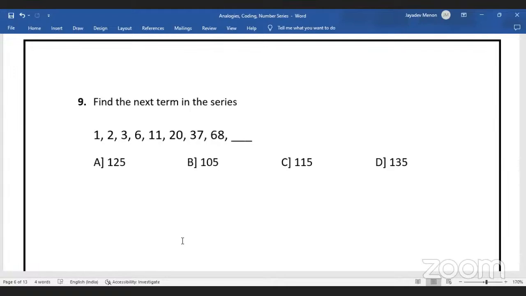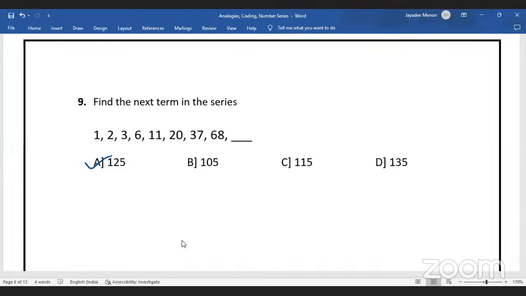Very good, Kavya, Manchu, Silpa, Devika. 125 is correct. Option A is the answer. So what is the relationship? If you are looking, we can see that from 6 onwards, every term is the sum of previous 3 terms. 6 is 3 plus 2 plus 1.